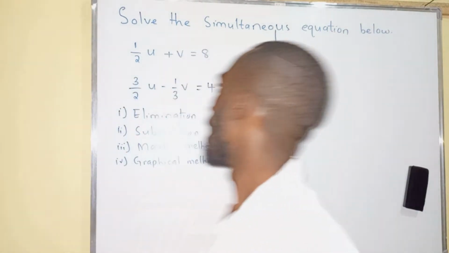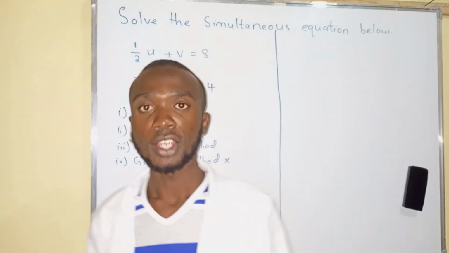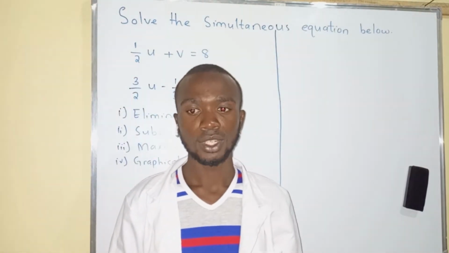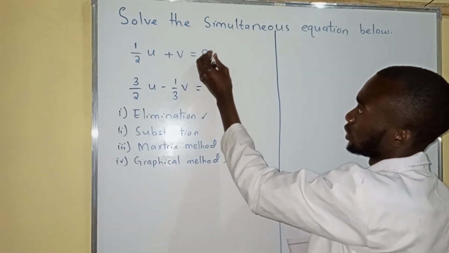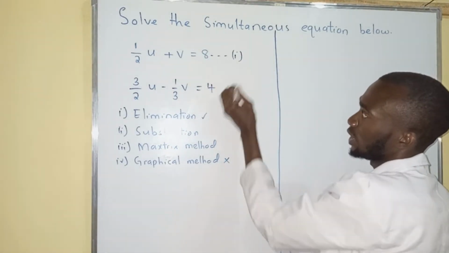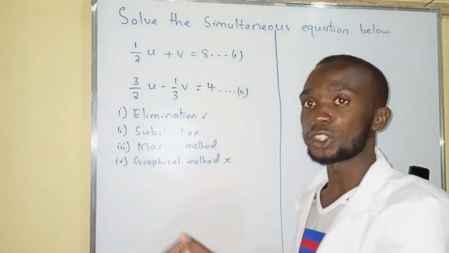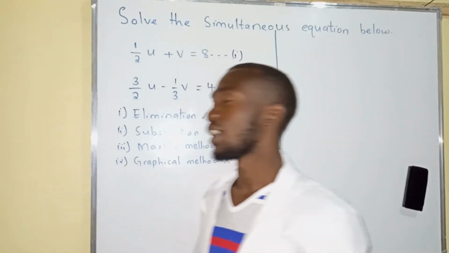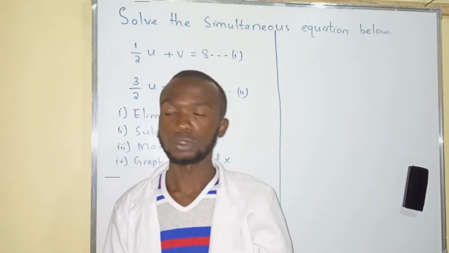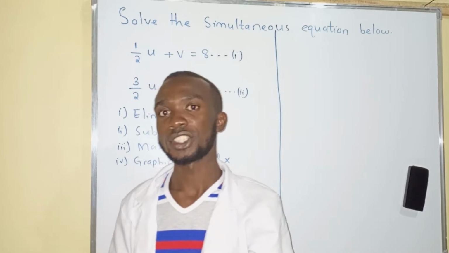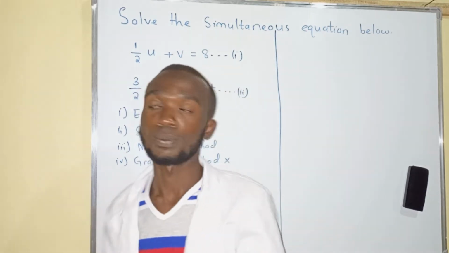Now I have the equation. I will start with the elimination method. In the elimination method, you eliminate one of the terms that you don't want to use. Let me call the first equation equation 1, and this one is my equation 2. The two equations given have fractional parts. The first thing I can do is to make them linear by removing the fractional part of the equation.